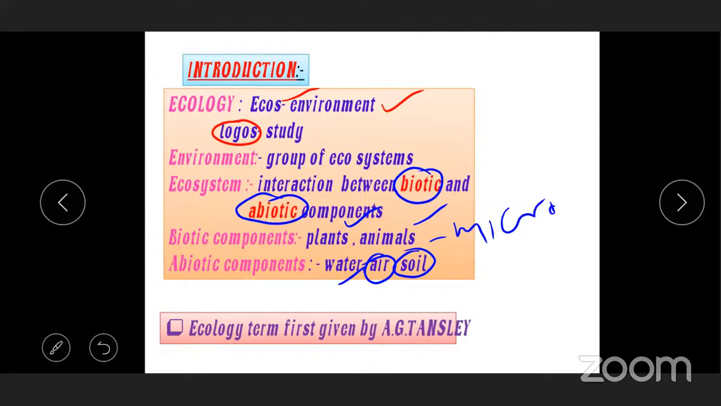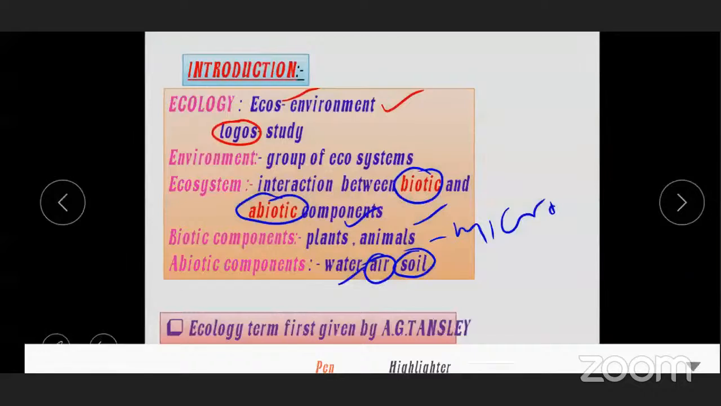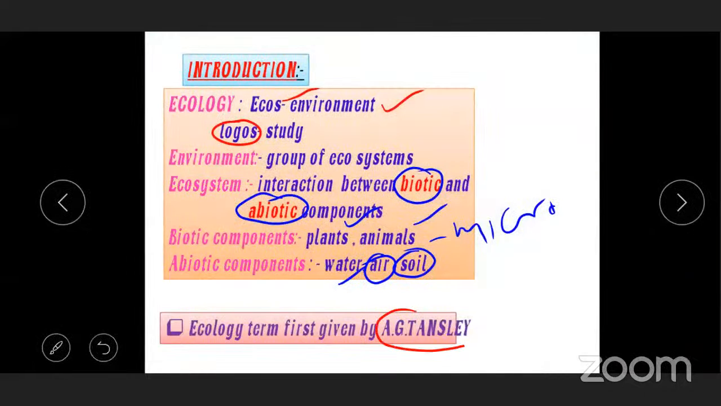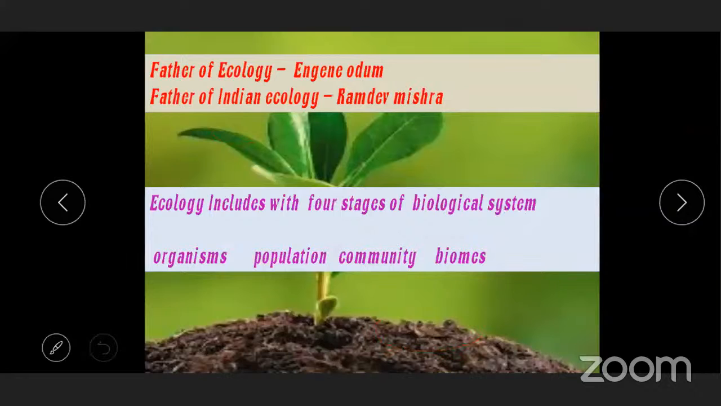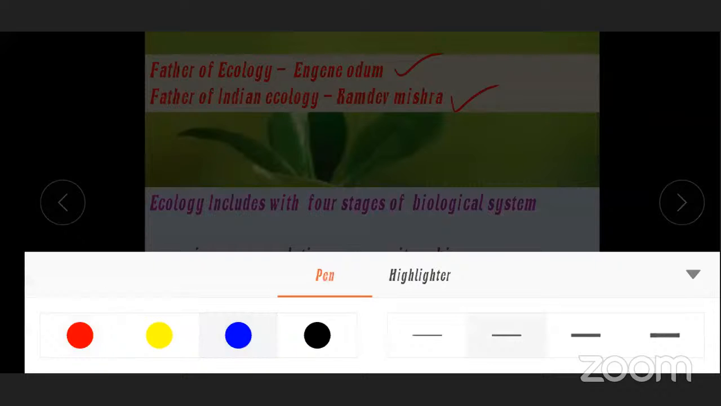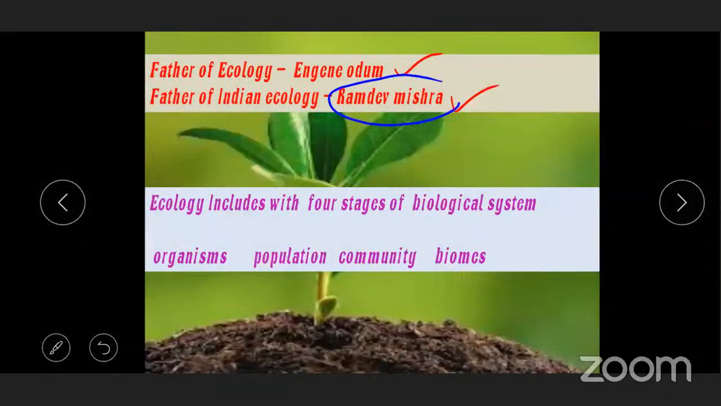The term ecology was first given by A.G. Tansley. Who gave the term ecology? A.G. Tansley. Okay. So, questions. Father of ecology, E.P. Odum. He is also popularly known as father of ecology. The father of Indian ecology, Ramdeo Misra. Ramdeo Misra is popularly known as father of Indian ecology.